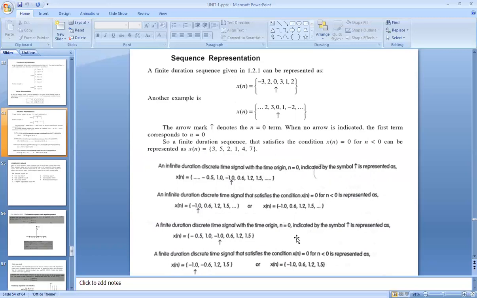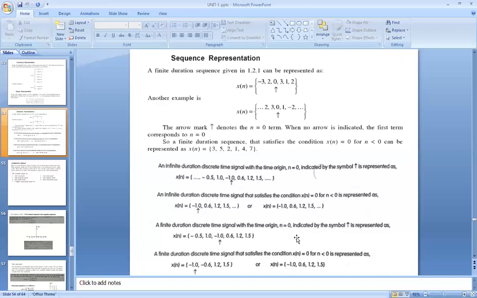A finite duration sequence is given like this: x of n is equal to -3, 2, 0, 3, 1, 2. It is written in curly braces, an opening curly brace and a closing curly brace, and an arrow mark is given. That arrow mark is drawn below 0. It indicates that the signal is starting. So here at 0, the signal is starting, meaning its value is x of 0.